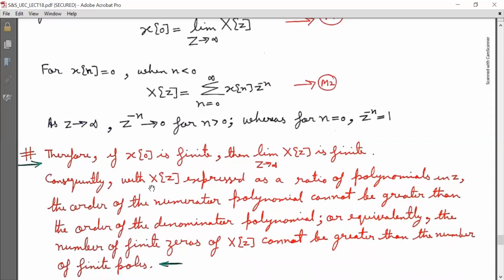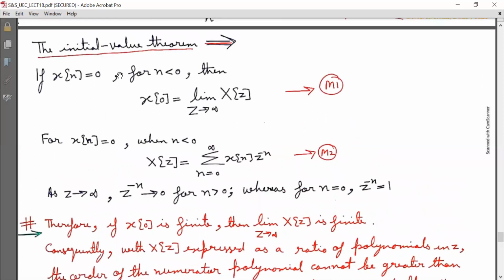Consequently, with X(z) expressed as a ratio of polynomials in z, the order of the numerator polynomial cannot be greater than the order of the denominator polynomial, or equivalently, the number of finite zeros of X(z) cannot be greater than the number of finite poles.